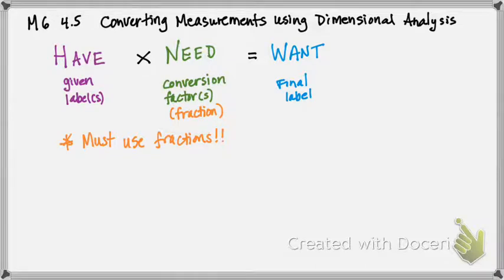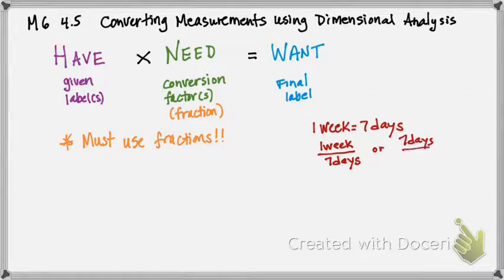Okay? So I'm going to give you an example of, let's say, this is typically how you would be given a conversion factor. 1 week equals 7 days. So how can I write that as a fraction? Well, it kind of depends upon what you need, okay? So you could write it this way: 1 week over 7 days. Or you might say 7 days over 1 week.